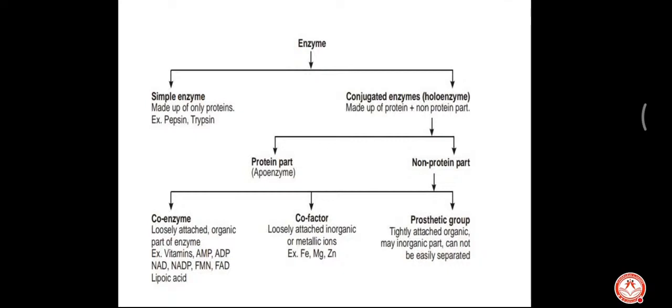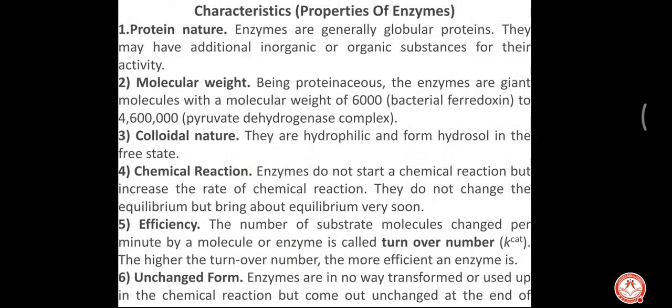A coenzyme is a non-protein part that is attached loosely and is organic in nature. Cofactors are loosely attached inorganic parts, or metal ions. A prosthetic group is a tightly attached organic or inorganic part that cannot be easily separated out. These are the non-protein parts. An enzyme with a non-protein part as well as a protein part together is known as holoenzyme.